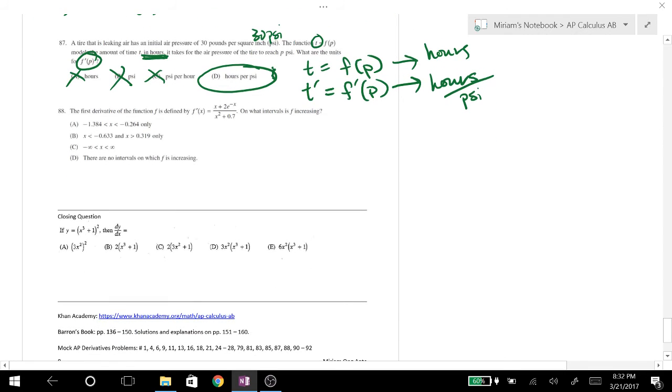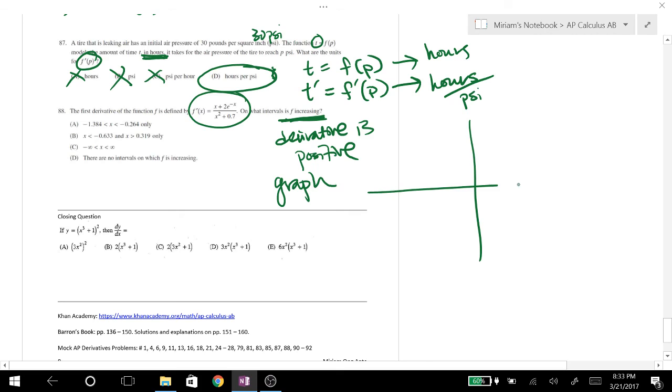Okay, for this one, they give you the derivative. They want to know where it's increasing. Just a hint, increasing means the derivative is positive. That means that you need to graph this and find where it's positive. And if you do it correctly, you should get that it's positive everywhere from negative infinity to infinity.